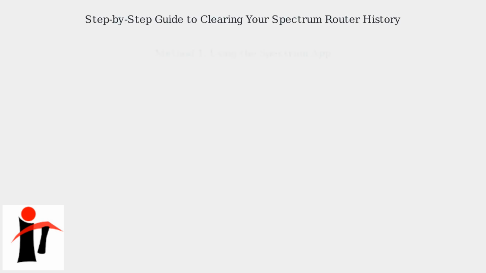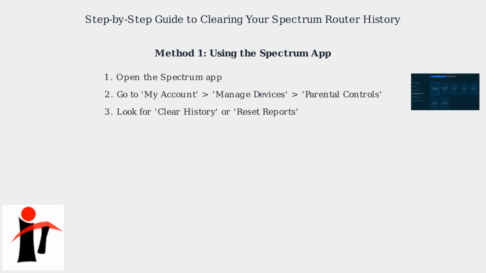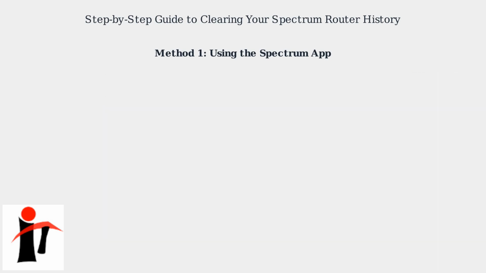There are two primary ways to clear your Spectrum router history: using the Spectrum app or accessing the router's admin panel. Using the Spectrum app is the easiest method for clearing parental control data. Open the app, go to My Account, then Manage Devices and Parental Controls. Look for options like Clear History or Reset Reports.